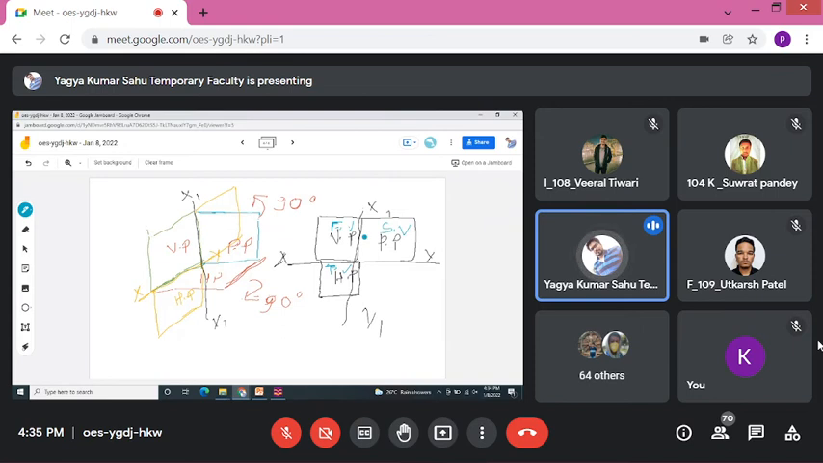And why we are getting this reference line? These are the intersections between the planes. Suppose a point is placed here. I'm drawing all the three views for this particular point. Say this is point A, capital A.